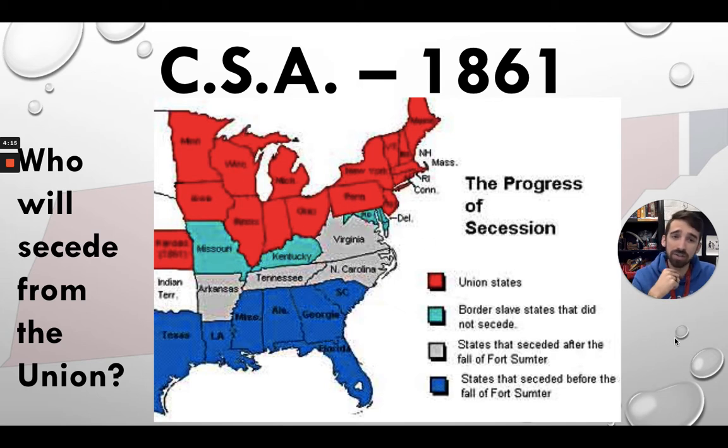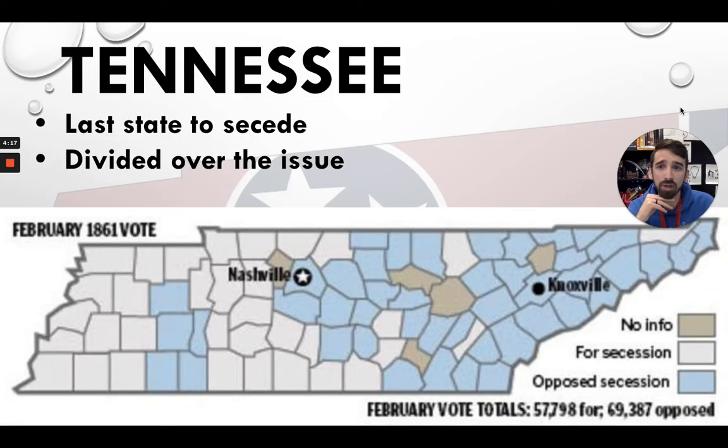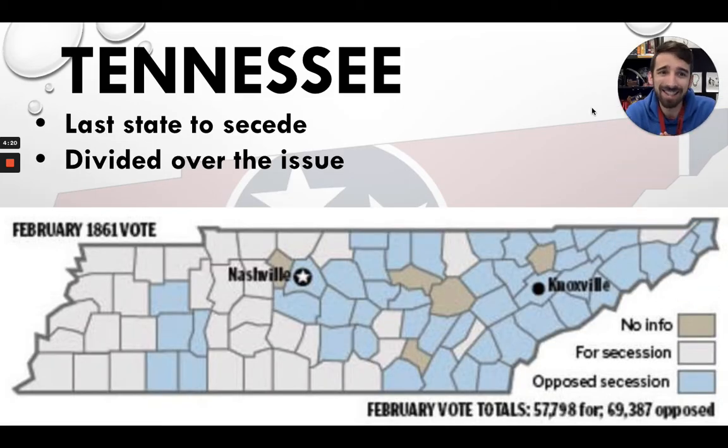So today we're talking about Tennessee specifically, so let's go ahead and dive in. Tennessee is the last state to secede. Of all of the states that leave the country and join the Confederate States of America, we are the last, and it's because Tennessee was very divided over whether or not they wanted to join. So take a look at this map. This is a map of a vote of whether or not they would secede in February 1861. This map is from before the Battle of Fort Sumter.